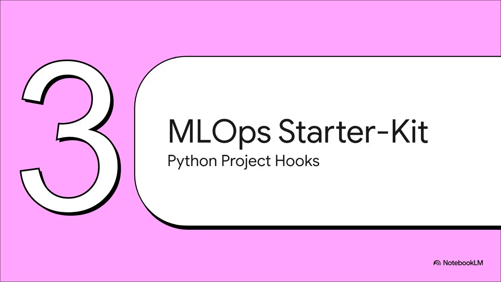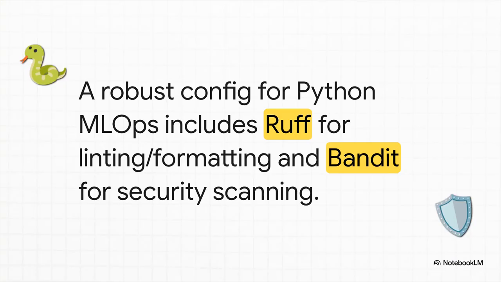All right, basics are covered. Now let's level up. We're going to build a starter kit specifically for what we do, Python-based MLOps projects. So yeah, for MLOps work in Python, we need a little more firepower, right? This config here is a fantastic starting point. It's got Ruff, which is, wow, this incredibly fast linter and formatter that can replace a whole bunch of other tools like Black, isort, and Flake8 all in one.